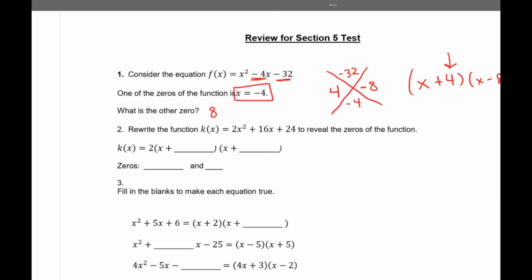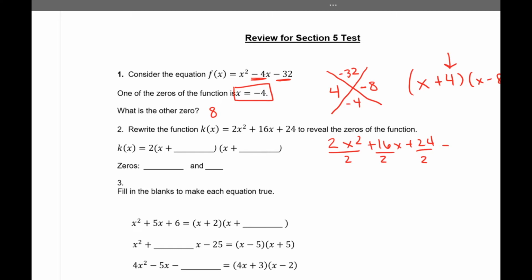Alright, let's move on to number 2. Rewrite the function k of x equals 2x squared plus 16x plus 24 to reveal the zeros of the function. So first of all, it's given us right here already some of the problem done. The problem was 2x squared plus 16x plus 24, and notice how the 2 is on the outside. The reason the 2 is on the outside is because the 2 is the greatest common factor. So they've taken 2 out, so you're going to divide all of these numbers by 2.